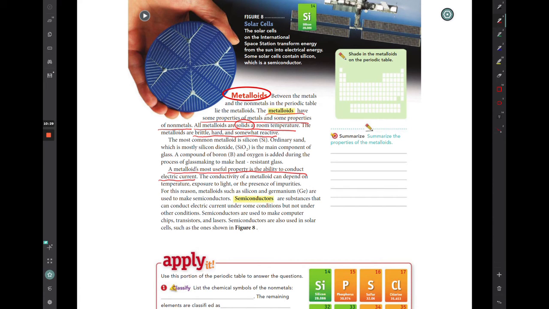If you've known much about computers, you are familiar with semiconductors, which are substances that can conduct electric current under some conditions, but not under other conditions. So computer chips, transistors, and lasers are examples of semiconductors, and these are the elements that are used to make those semiconductors. They're also used in solar cells.